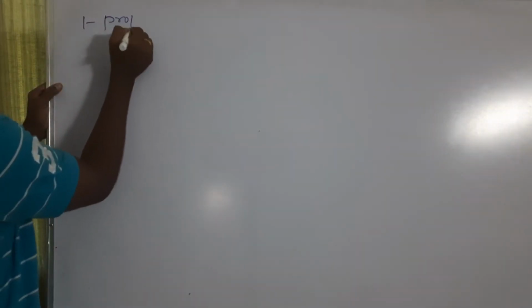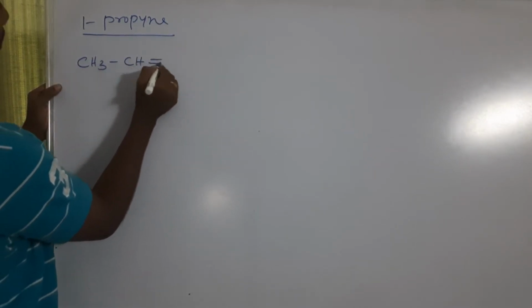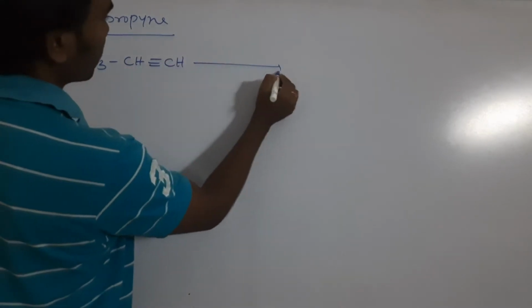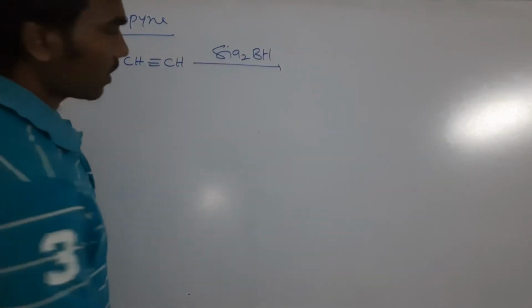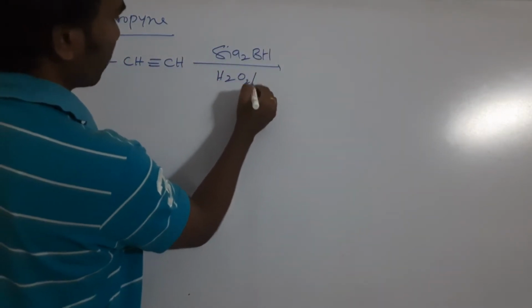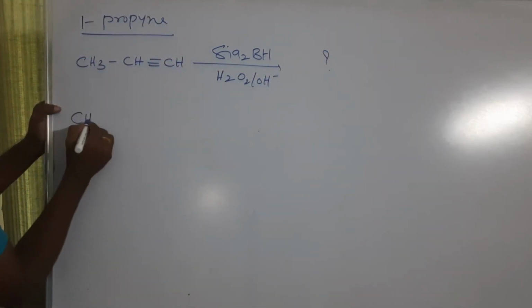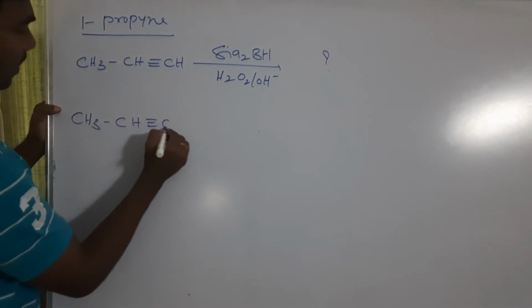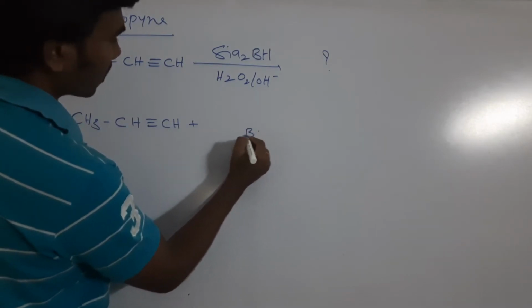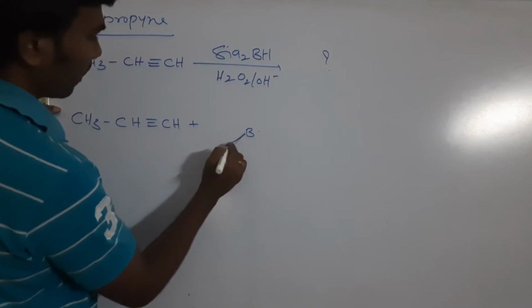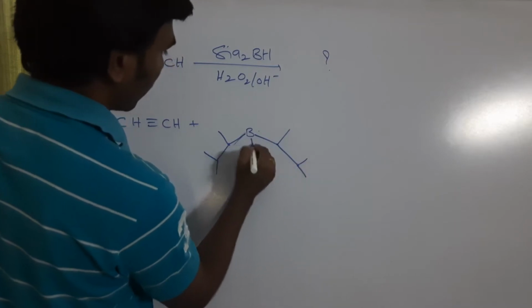Let me take one more example: 1 propyne. So CH3 CH triple bond CH is there, right? For this, SiA2BH, disamyl borane, when reacting with hydrogen peroxide in presence of OH minus, what is the expected product? In the first step, CH3 C triple bond CH is there. In this disamyl borane, I am taking the complete structure here. So this is boron, and this is hydrogen.